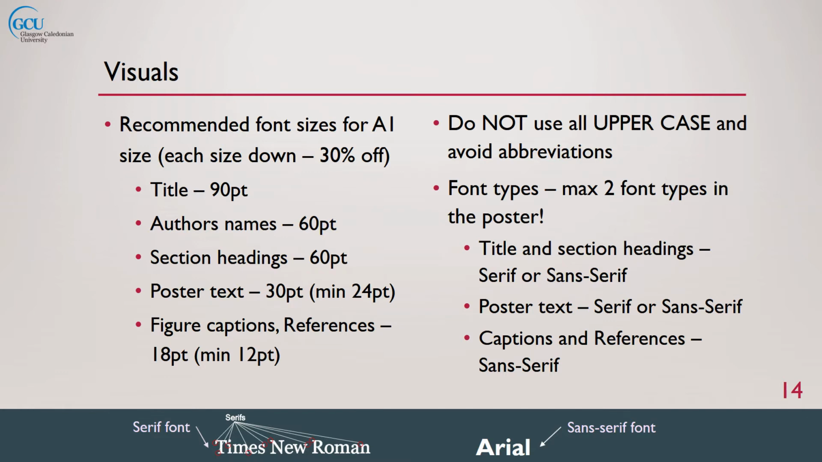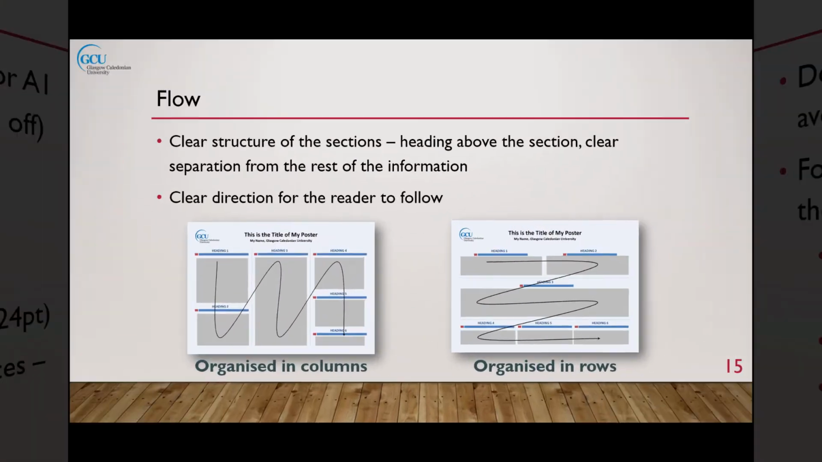If your poster size is smaller than A1, for each size you drop, you need to reduce the recommended font sizes by 30%. So for an A2 size poster, your title should be roughly about 60 points, the authors' names and the section headings would be roughly size 40, and the text itself on the poster should be about font size 20, and any figure captions or references should be about font size 12.